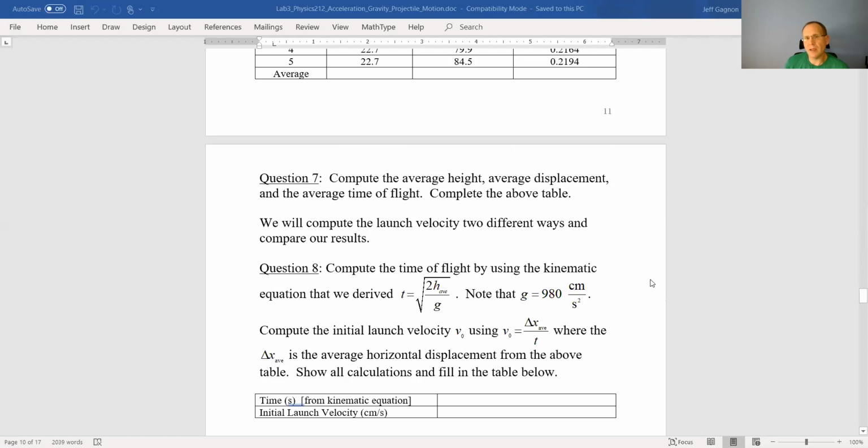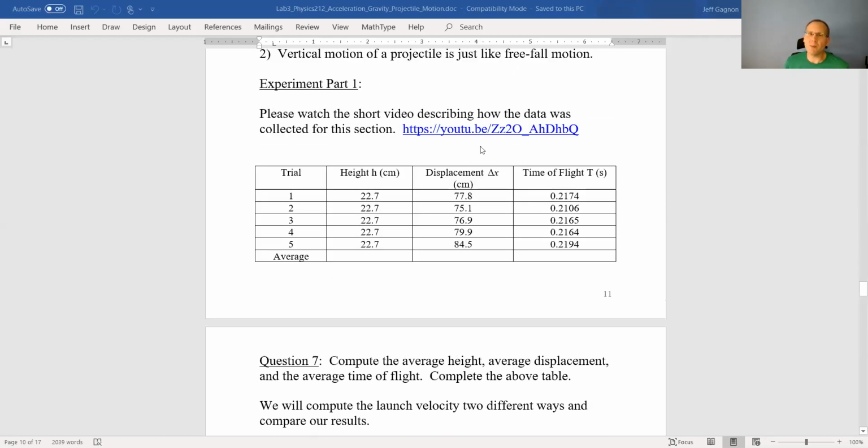Now the goal for this part of the experiment is to compute the velocity in 2 different ways, and then we'll compare our results, compare our velocities. And then later, we'll compute the horizontal displacement in 2 different ways and compare our results. Again, make sure you watch this video because it'll make more sense if you see what I'm describing, with the gun launching the marble and it hitting the table or hitting the landing platform.